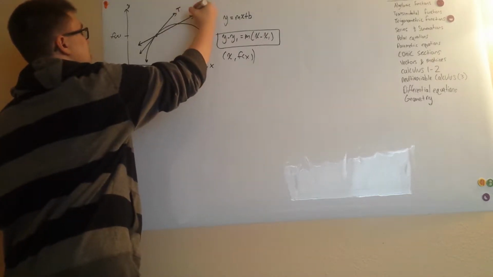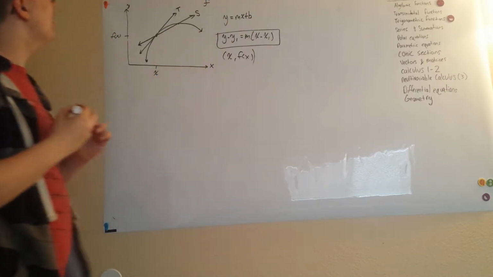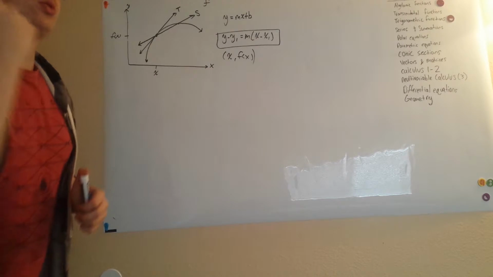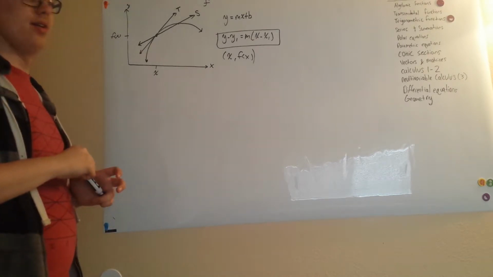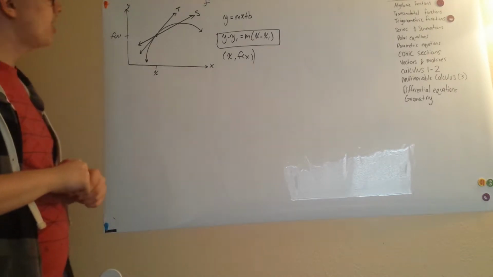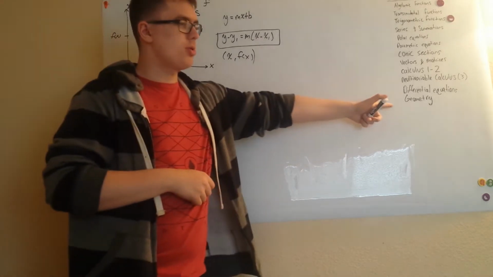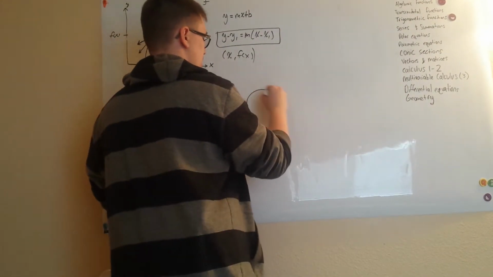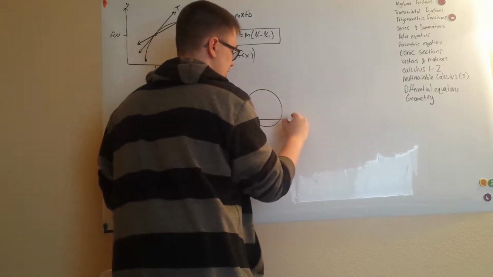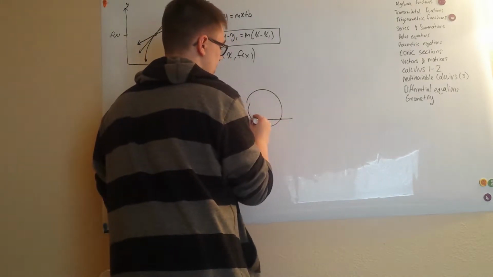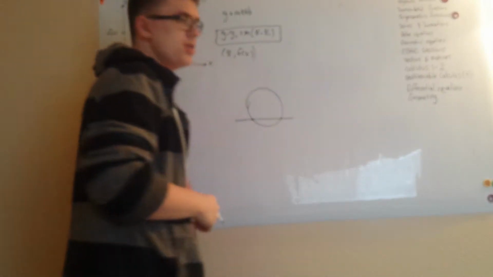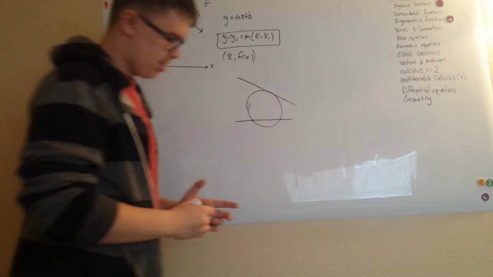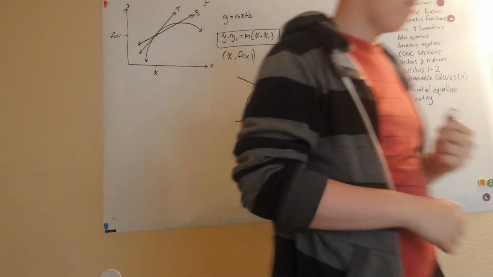I'll say T for tangent, S for secant. The secant line goes through 2 points of a function. If you remember in geometry, you learned about circles. Your secant line goes through 2 points of the circle, but your tangent line goes through 1. That's where this comes from.